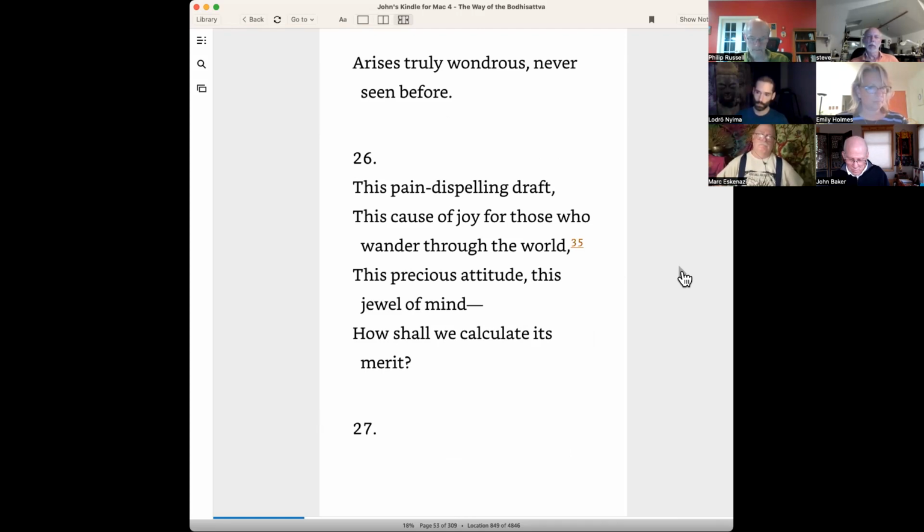Next. Lodra. This pain-dispelling draught, this cause of joy for those who wander through the world, this precious attitude, this jewel of mind, how shall we calculate its merit?